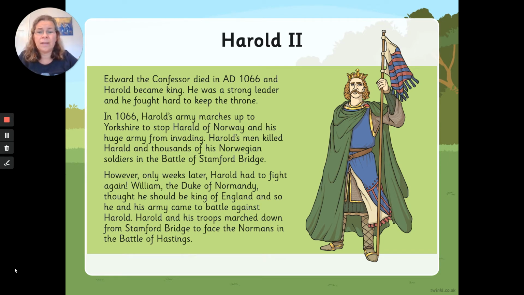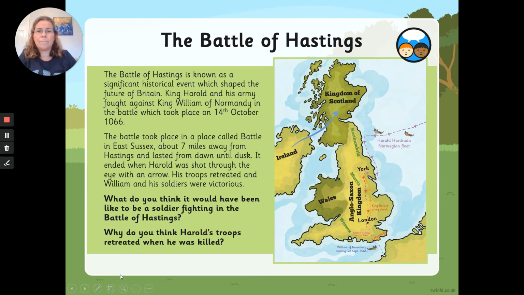William, the Duke of Normandy, thought he should be King of England, and so he and his army came to battle against Harold. Harold and his troops marched down from Stamford Bridge to face the Normans in the Battle of Hastings.